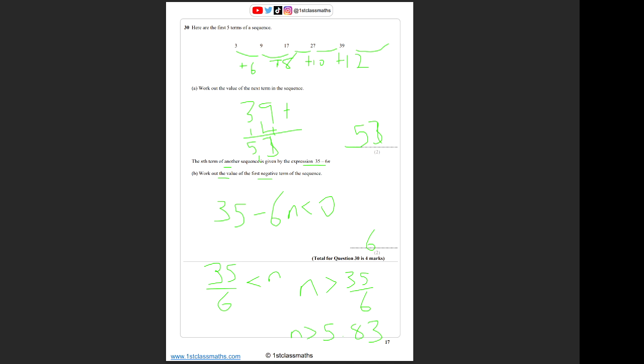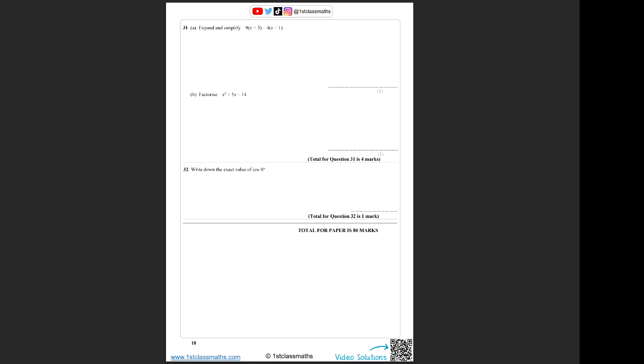Okay, moving on. Last question here for today's paper. So expanding sets of single brackets, factorizing quadratics, and then exact trig values.